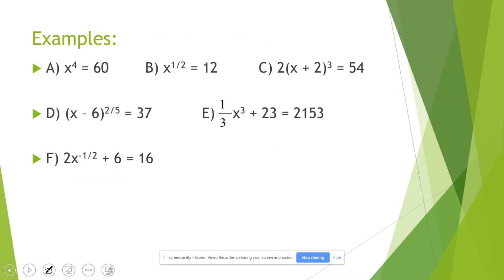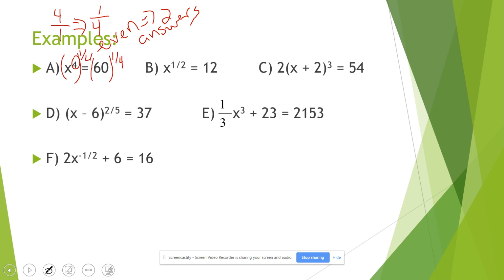X to the 4th is equal to 60. Well, the only thing that I have to move away from my x is that 4th power. So first of all, 4 is an even number, which means we're going to have two answers for this. And then what is the reciprocal of 4? Well, remember, 4 is the same as 4 over 1. So the reciprocal would be 1/4. So 1/4 and 60 to the 1/4 power.